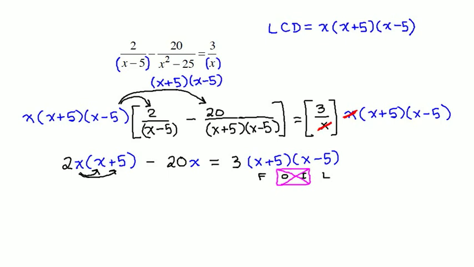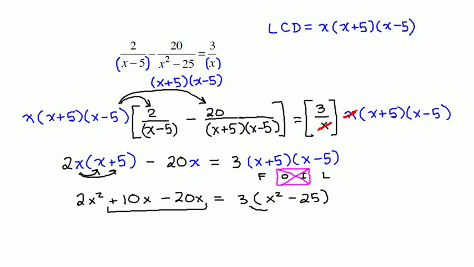Just the F and the L are the only terms that will remain. So I have now 2x squared plus 10x minus 20x equals 3 times, my first and last are just x squared and minus 25. There would be no real harm in calculating the entire FOIL, but we would find that the outer and inner terms drop out, and when our problems start to get longer like this one is, those little efficiencies start to add up to a bit more.